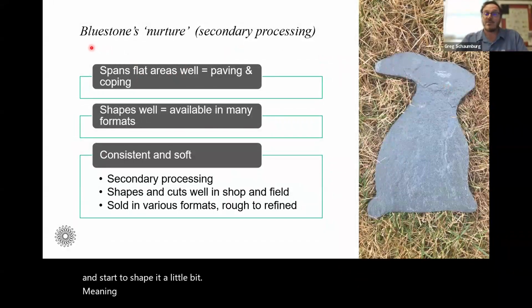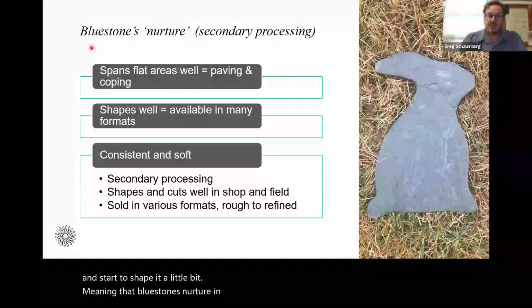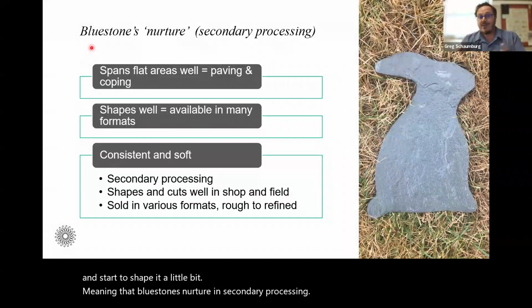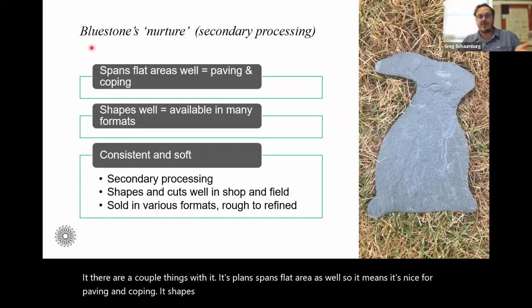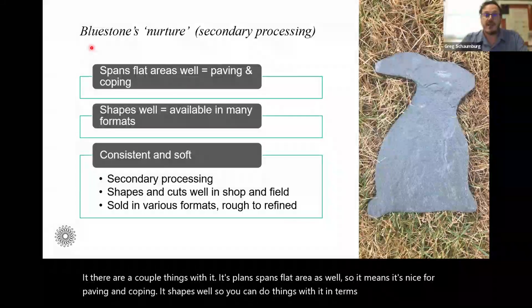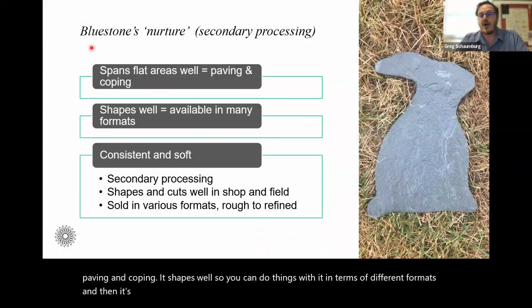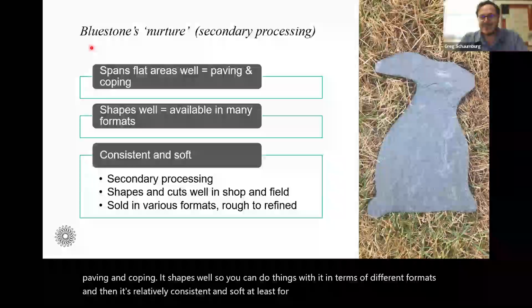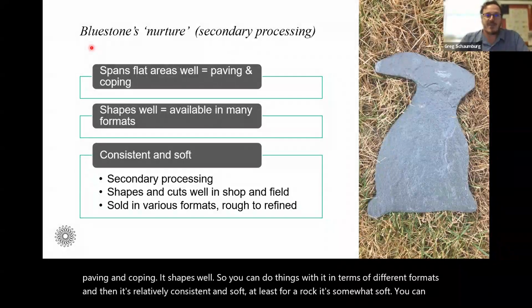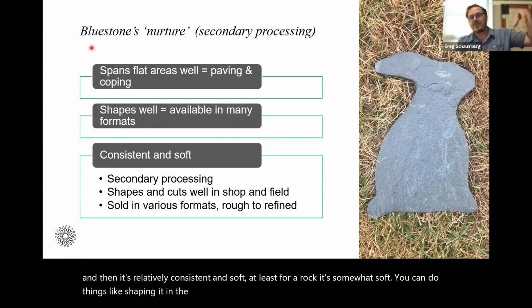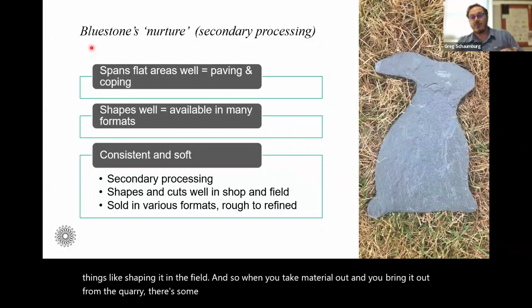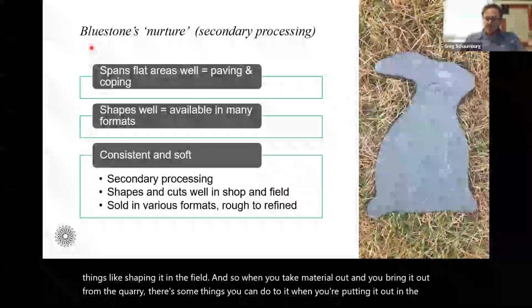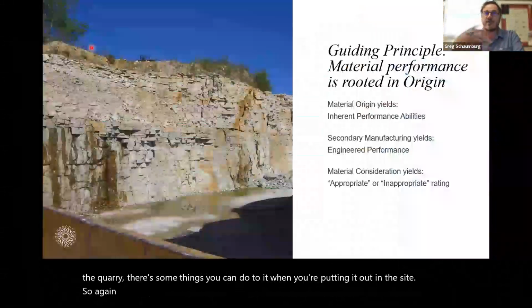Meaning that bluestone's nurture in secondary processing has a couple of things to it. It spans flat areas well, so it's nice for paving and coping. It shapes well, so you can do things with it in terms of different formats. And it's relatively consistent and soft, at least for a rock. It's somewhat soft, so you can do things like shaping it in the field. When you bring material out from the quarry, there are some things you can do to it when you're putting it out on the site. So again, this is just a for instance.